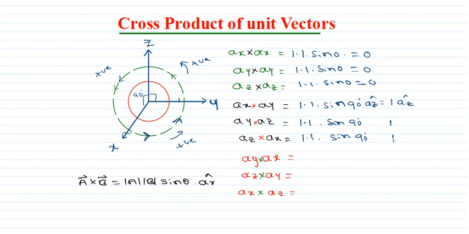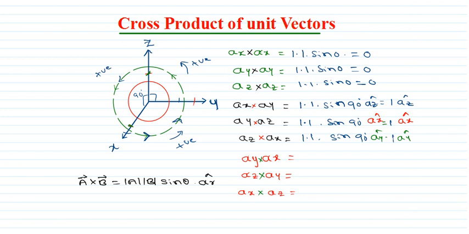Similarly, for y and z, the unit vector perpendicular to that is going to be the next axis, that is x. So here it is going to be ax. So this is 1 into ax, or simply we can write it as ax. Similarly, when I take z and x, perpendicular to that is going to be y. So the unit vector here is ay, and I can write it as 1 into ay.